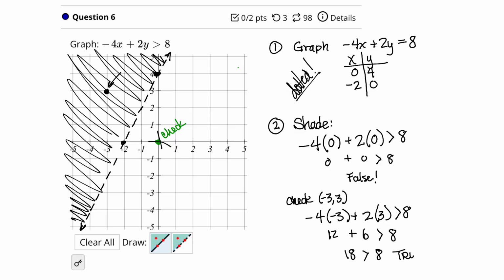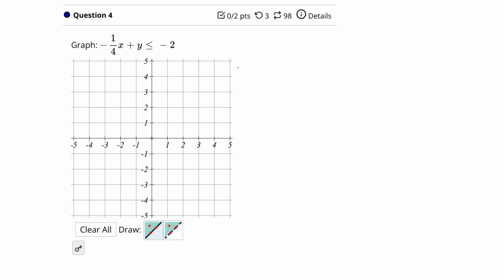So that means the point I just checked, negative 3, 3, up here needs to be in the shaded part, which it is. Okay, so you can choose any point you want. I just usually use 0, 0 because it's easy. Okay, now you know the process. Let's do a few weird ones so that you're aware of what they might throw at you.